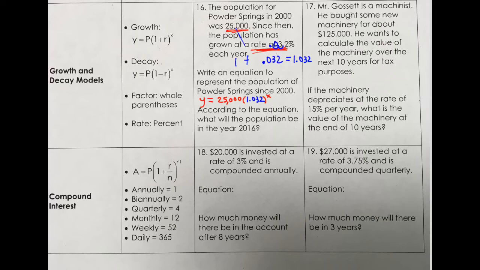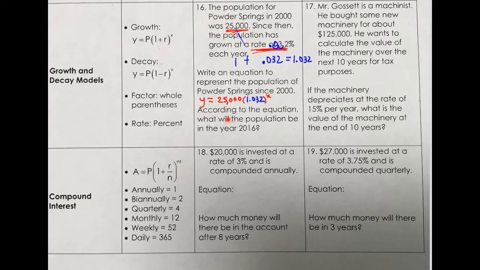So to talk that back through, we started with the initial amount of 25,000. That's what we plugged in for P, which is our initial amount. We know we're going to have a growth rate of 3.2%. We slid that decimal over 2 times, which gave us 0.032. Our growth rate is saying 1 plus the rate, so 1 plus 0.032 is equal to 1.032. We plug that in, and we have our equation.